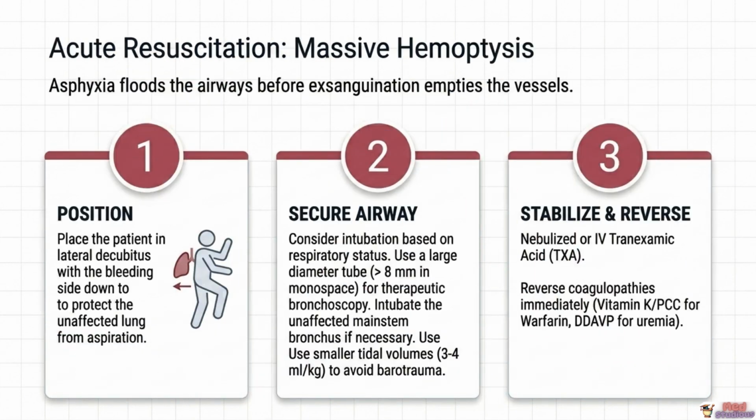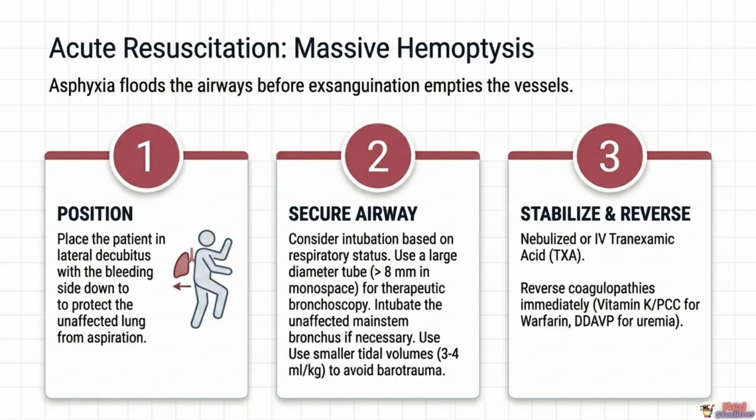Massive hemoptysis is defined as greater than 200 to 600 milliliters of blood expectorated within 24 hours, and it carries a mortality rate approaching 80% if untreated. The critical physiological insight is this. In massive hemoptysis, patients die from asphyxia. The airways flood with blood before exsanguination can empty the vessels.